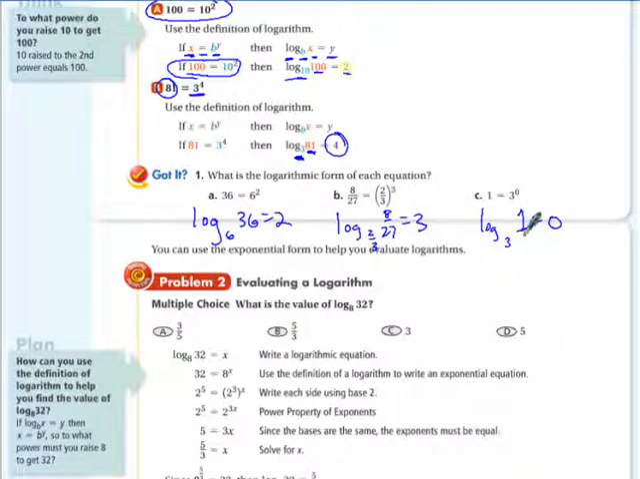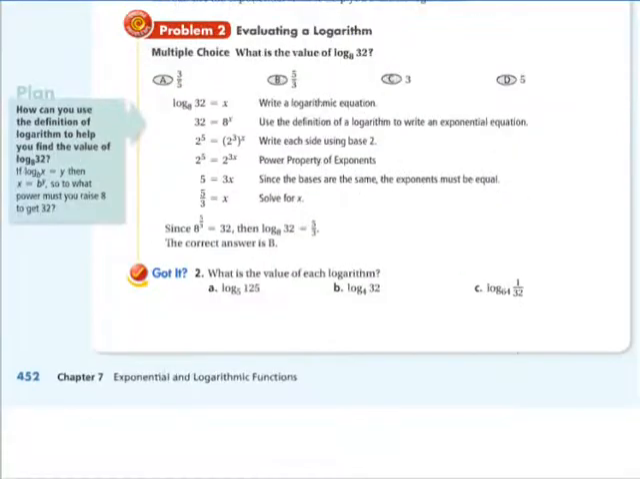We can use the exponential form to help evaluate logarithms. So we're going to go in the other direction here to help evaluate them. What is the value of log base 8 of 32? What's happening here is they transform this into an exponential equation. So we have 32 equals 8 to the x, because 8 is the base and 32 is what it equals. Sorry, I wrote that backwards. We have 32 equals 8 to the x.